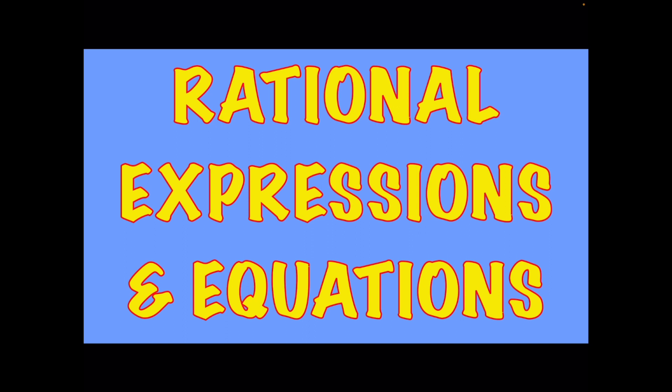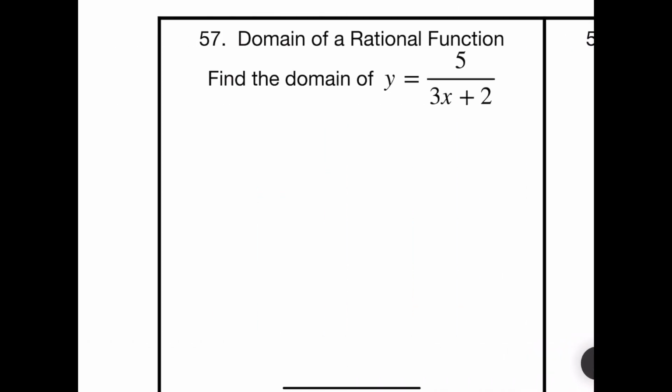Let's get started. Problem number 57 is the domain of a rational function. It says find the domain of y equals 5 over 3x plus 2. So in a rational function, the denominator cannot equal 0. So we have to find the value that makes 3x plus 2 equal to 0, and then x cannot equal that value. So this is a simple equation.